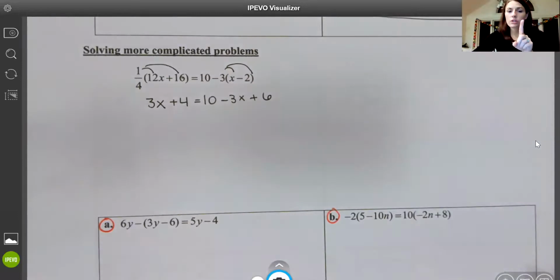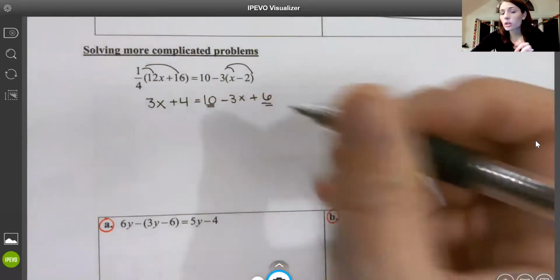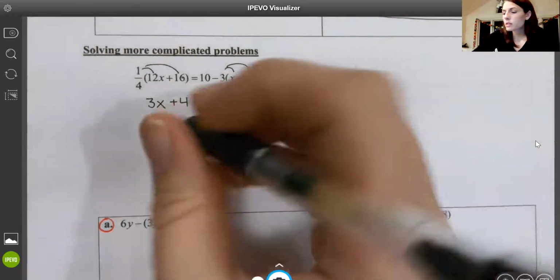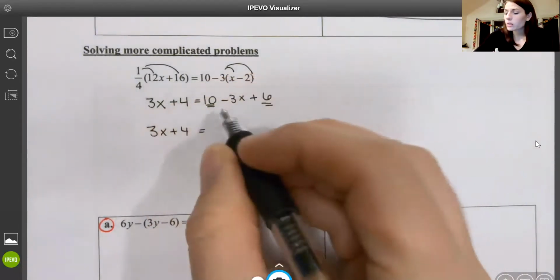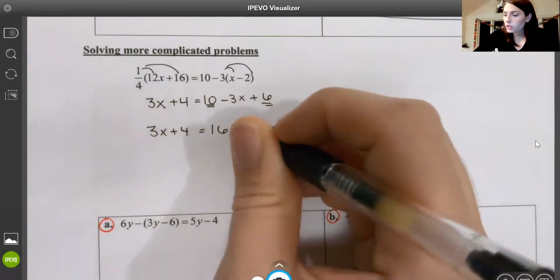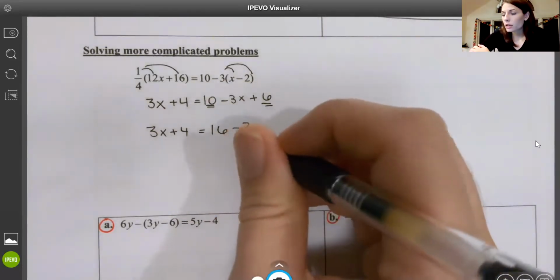So step 1, I distributed. Step 2, combine like terms. On this one, my like terms are constant terms. I have a 10 and a +6. So I still am going to rewrite 3x plus 4 equals, and then on this right-hand side, I have 16 subtract 3x. Step 3 in solving equations, I'm going to collect my variable to one side. So I'm going to choose to add 3x.